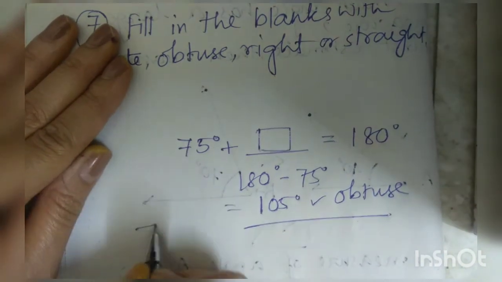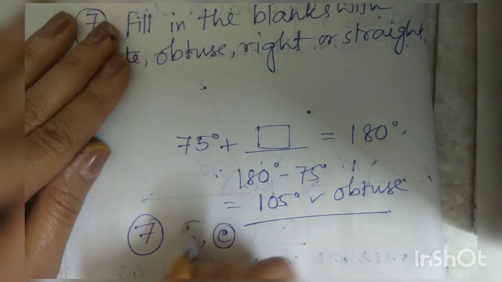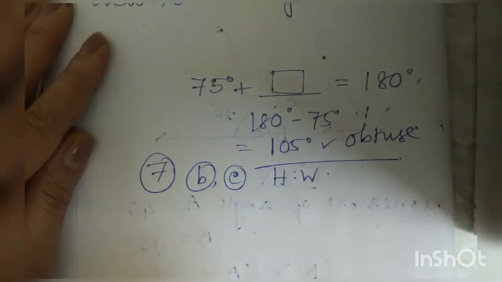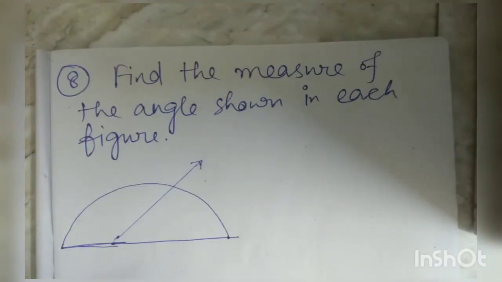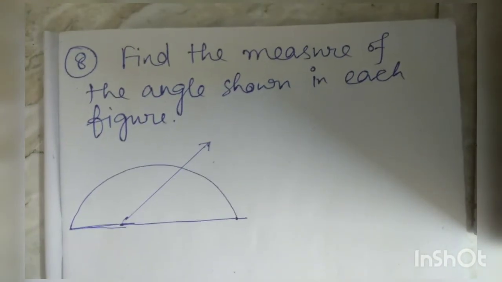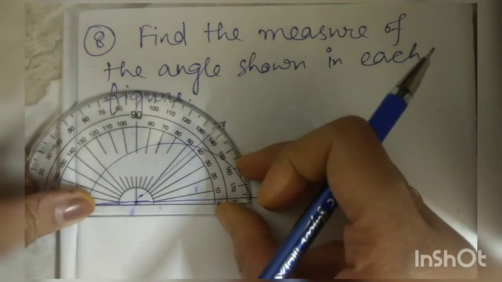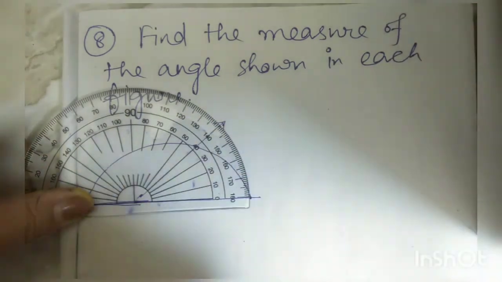Okay, so question number 7, B and C will be your homework. Okay, let's come to the next question. Now here in this question it is written, find the measure of the angle shown in each of the figures. I have drawn only one figure so that you can understand how to do this sum. Now see, I have drawn this angle, and how to measure this.